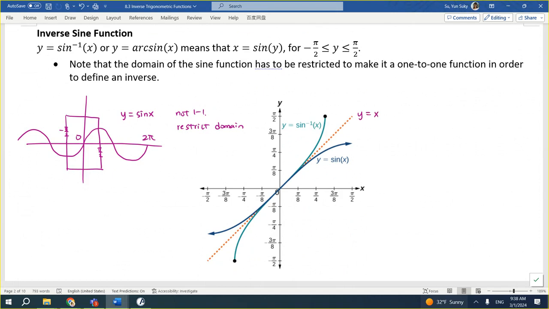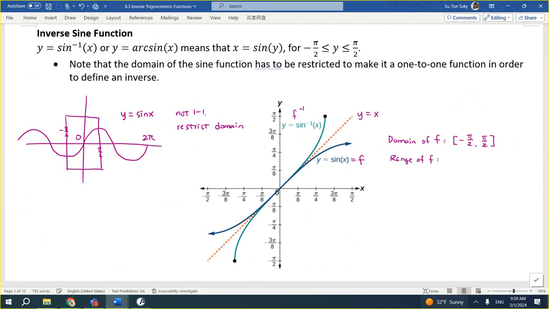And the domain and range, you're gonna swap. Okay, let's write it down. So we have the sine x, so domain. Let's say f is the sine x, and then the f inverse is the inverse sine x. So the domain of f. Now for sine x, because we restrict the domain, so it is one-to-one. So the domain of f is negative pi over 2 to pi over 2. Is that okay?